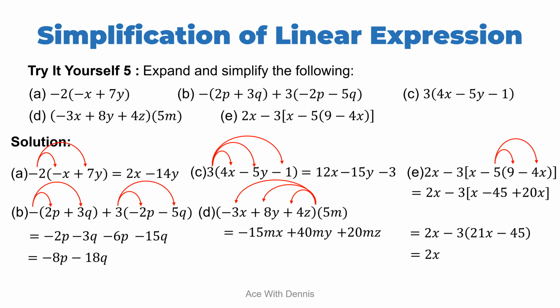Now we expand the bracket again. So 2x, then negative 3 times 21x, we get minus 63x. Negative 3 times negative 45, we get plus 135. Simplify further. The answer is negative 61x plus 135.